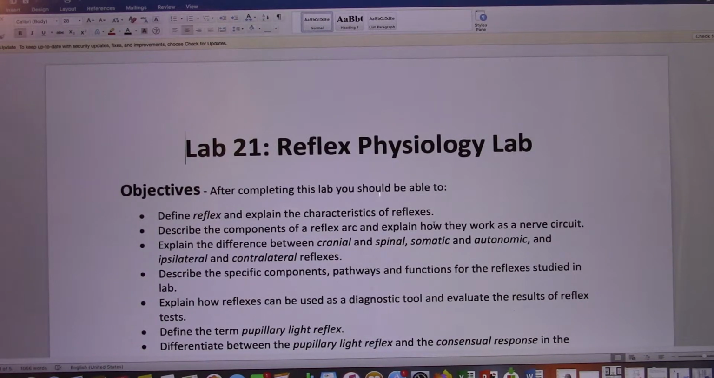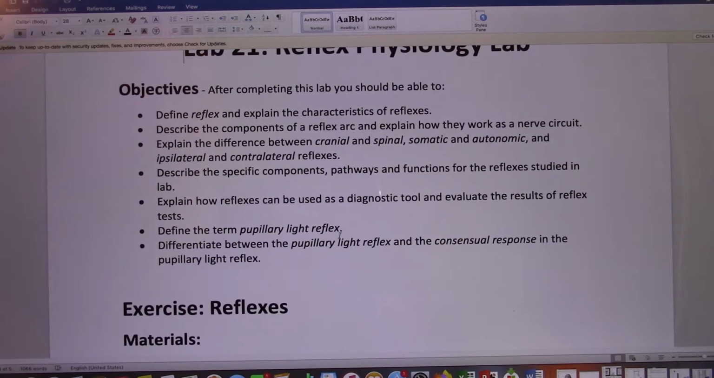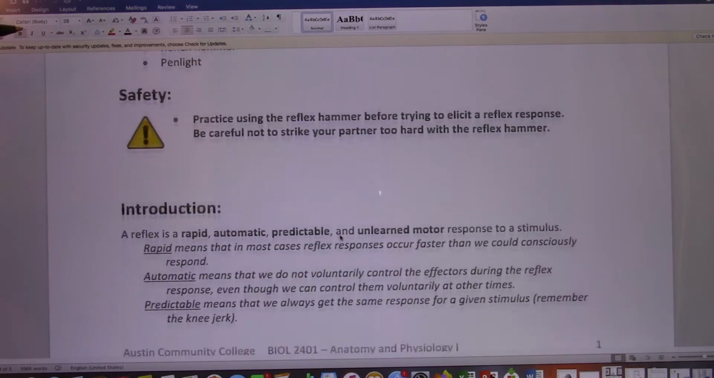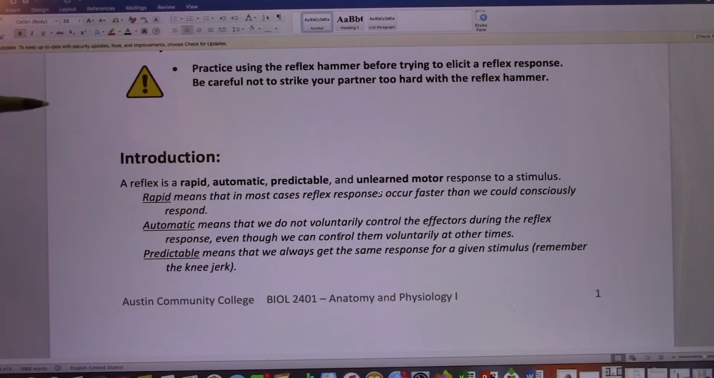We're in Lab 21, the Reflex Lab. In this lab, we're going to do some activities you can try on your own at home to study the reflex circuitry. So let's start with the definition of reflex.